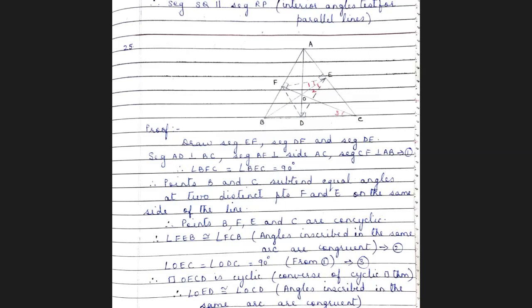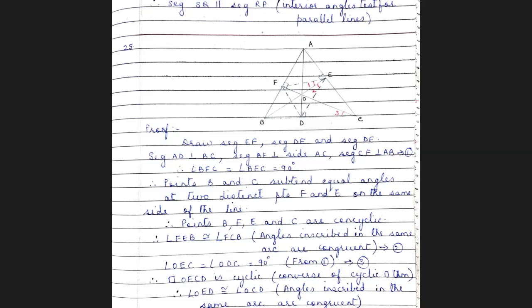Now here we will prove that B, F, E, C are concyclic, right? So if B, F, E, C are concyclic, we get angle 1 congruent to angle 2 because these will be the angles subtended by the same arc. Next, you have quadrilateral OECD as a cyclic quadrilateral. Therefore, you get angle 2 congruent to angle 3 because these are again angles subtended by the same arc and hence are congruent.